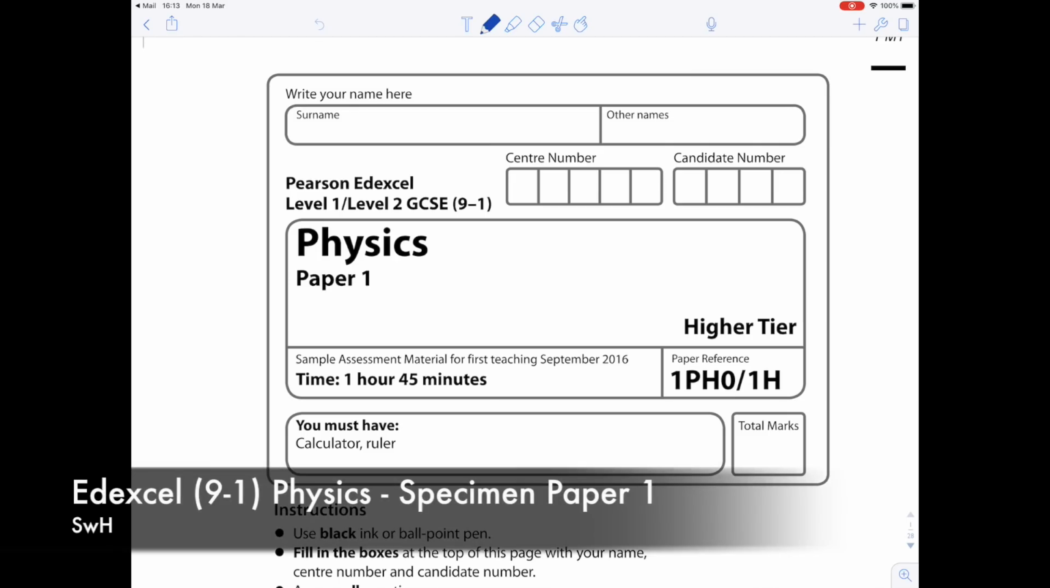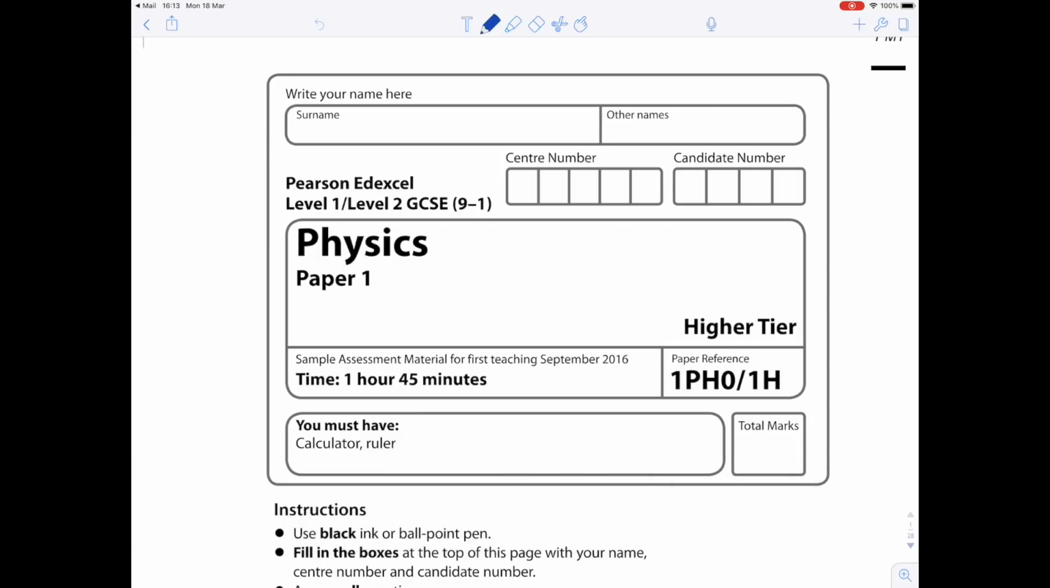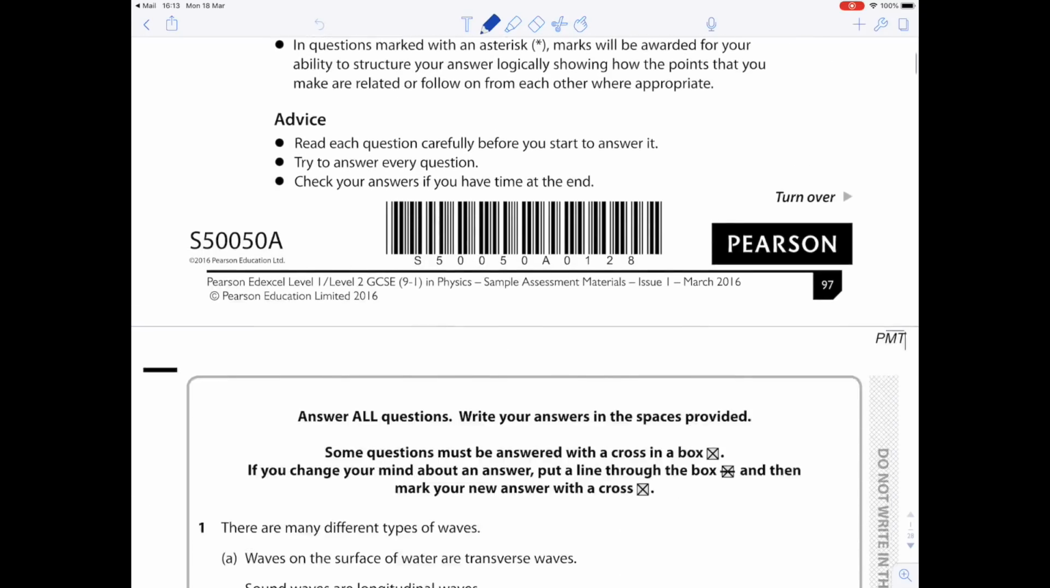In today's video, I'm answering this Edexcel GCSE Physics Paper 1, for the 9-1 specification, and we're going to be doing a complete walkthrough of this specimen paper.